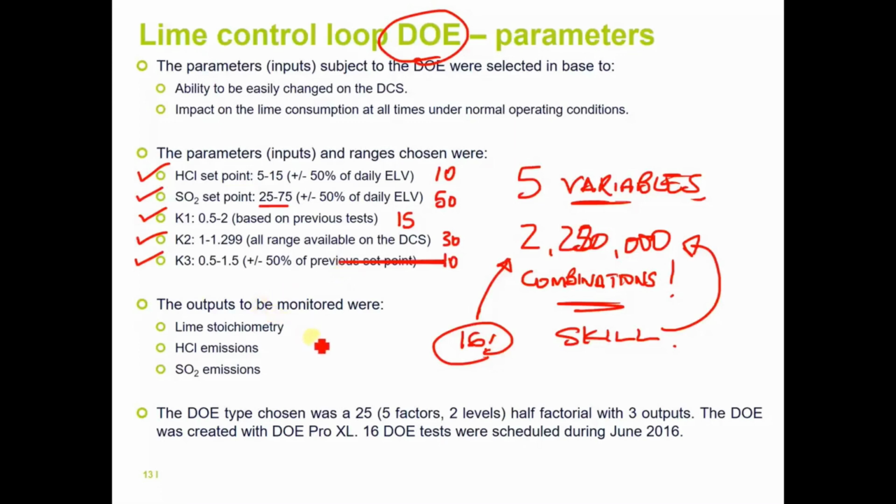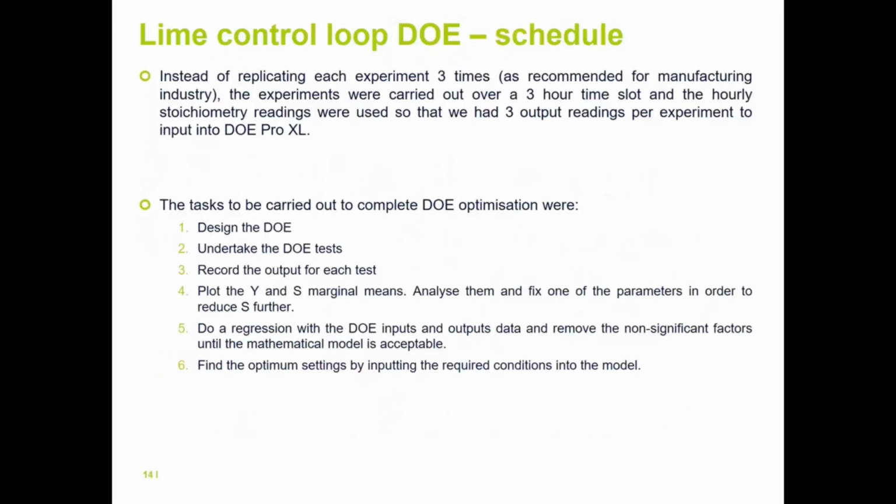And by the way, something that's really important about this test, we are looking for the sweet spot. Look, we've got lime stoichiometry, we've got HCl emissions and SO2 emissions. So yes, we've got to get the ratio of lime usage to lime needed to be right, but also, of course, we've got to keep the emissions in the right place. So we are looking for a sweet spot in those three outputs. Imagine trying to do this as a skilled engineer. This is impossible to do off the top of your head. And yet this is how engineers think they can do it. It's not possible. Use an experiment, let the maths do the work, and the maths will find the best settings for you. So let's take a look at those 16 trials.